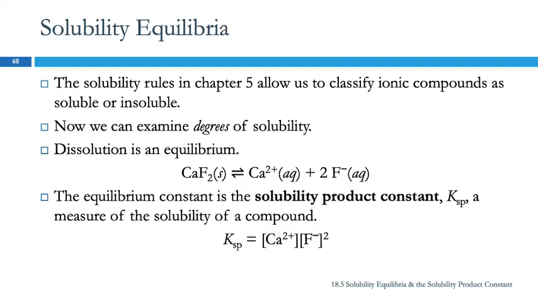Solubility equilibria. So way back in Chapter 5 in Chem 1A, we learned how to use that table of solubility rules, right? And those rules allow us to calculate or classify different ionic compounds as either soluble or insoluble. But are there just those two extremes? No. It's actually a continuum, right?